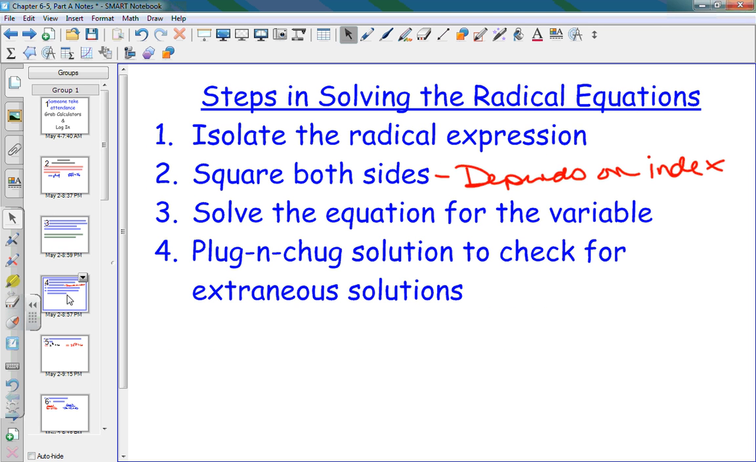Steps in solving the radical equation. Step 1, isolate the radical expression. Step 2, raise both sides to a power. Now, this depends upon the index. If I'm squaring both sides, then my index would be what? 2. If I need to cube both sides, my index would be 3. If I needed to raise to the power of 5, then my index would be 5. Do we all understand that? Yay or nay? Number 3, solve the equation for the variable. Number 4, plug and chug, checking for extraneous solutions. Yes?